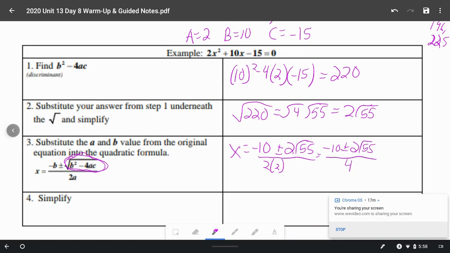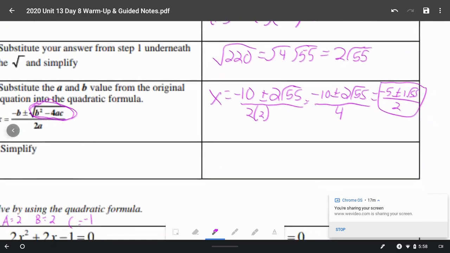And then I look to see, is there a number I could divide out from all three of the outside terms? I don't mess with anything on the inside of the radical. So on the outside of the radical, I have a 10, a 2, and a 4. I think a 2 goes into all three of those, so I can divide out a 2. So that's negative 5 plus or minus 1 root 55 over 2. And that would be my final answer after I simplified.